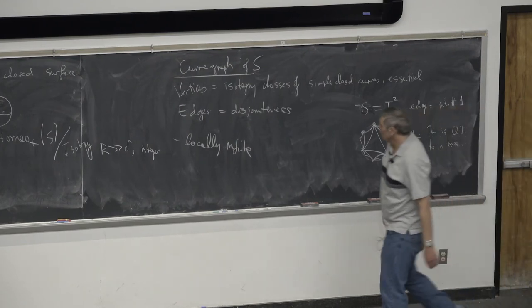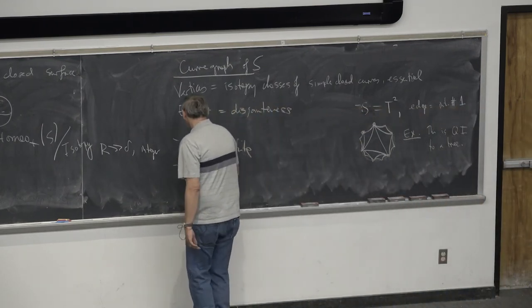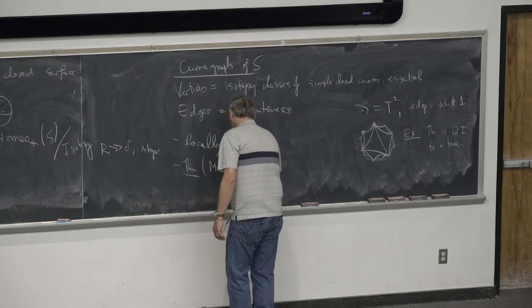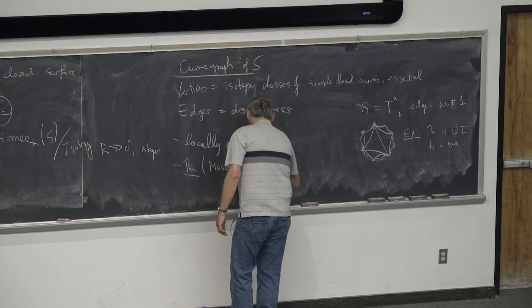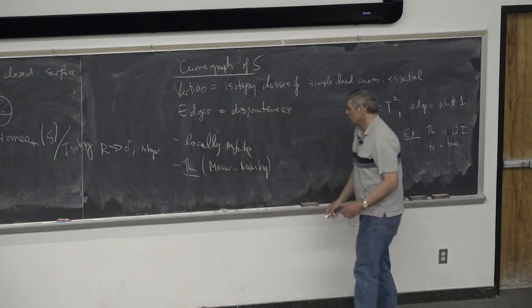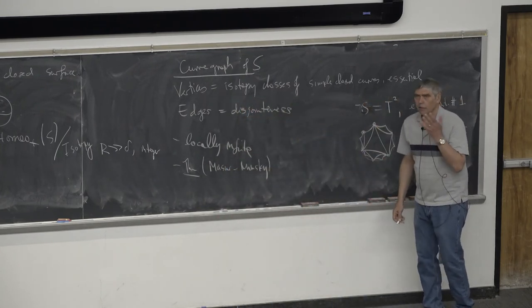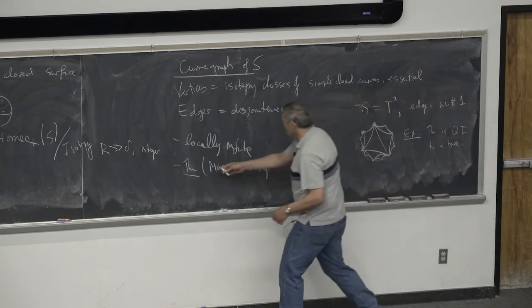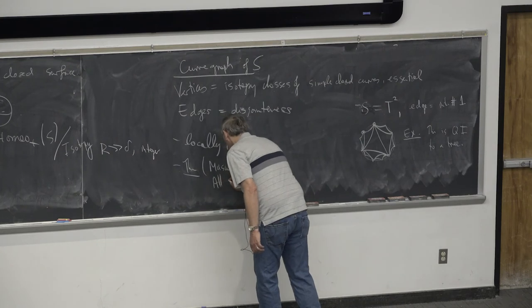And there's a big theorem here due to Masur and Minsky. And this theorem changed the way we think about stuff. It told us that there are groups that are not hyperbolic, and they still have very interesting actions on hyperbolic things. They proved that all curve graphs are hyperbolic.